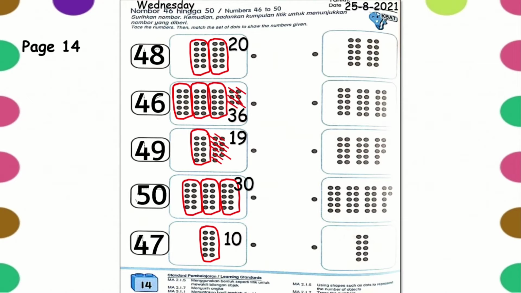Okay, very good. So you have traced the numbers and you have counted the sets of dots on one side. So we have to count the sets of dots on the other side to help us match the set of dots to get the number given. So let's continue with the other side. Okay, the first one. Let's count together. 10, 20. 2 sets of dots. So we have 10 and 20. So take your pencil and let's write there 20.